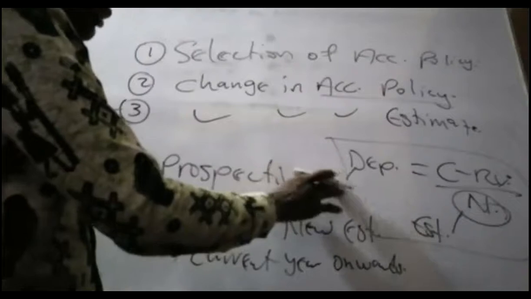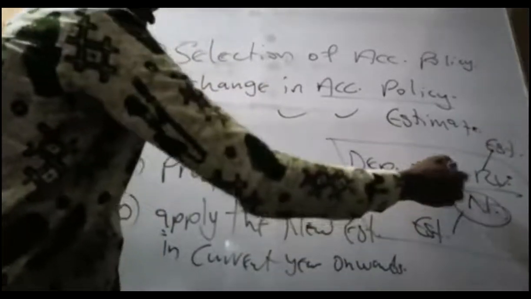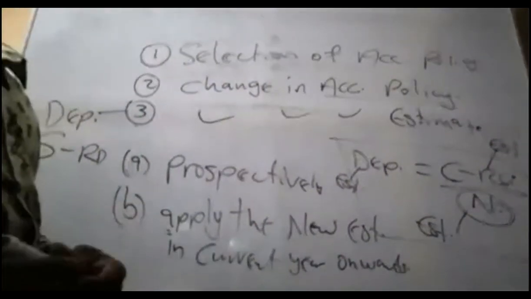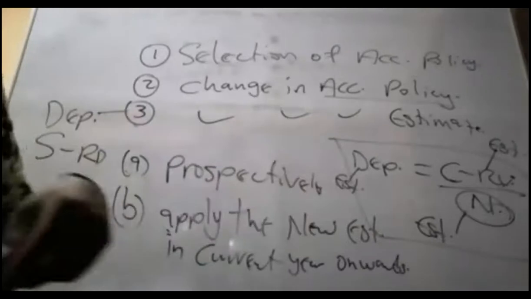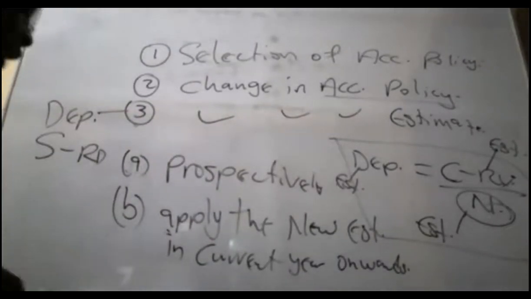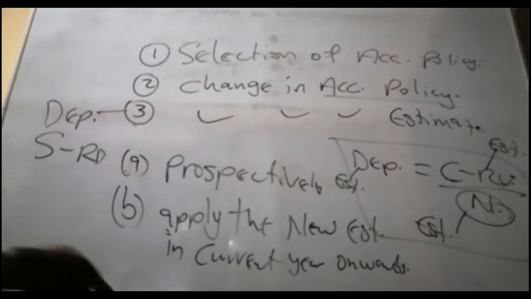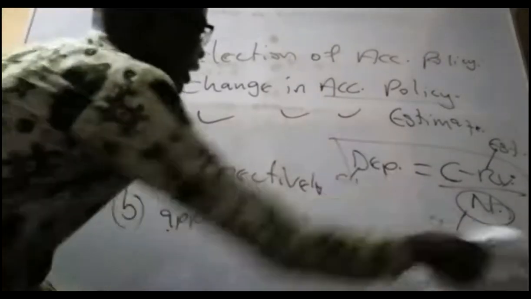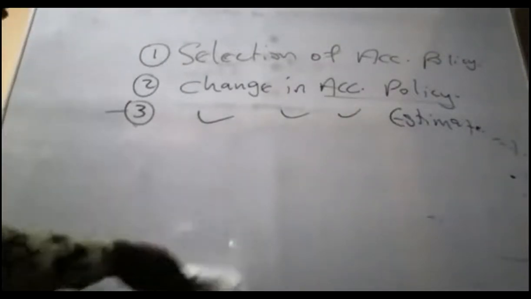When they change the method itself, it's an estimate. When they change the scrap value, it's an estimate. But they can't change the cost. The cost of the asset is actual, not an estimate. So that is all, and that's all for IAS 8 aspects.